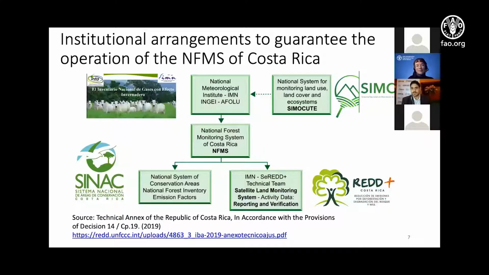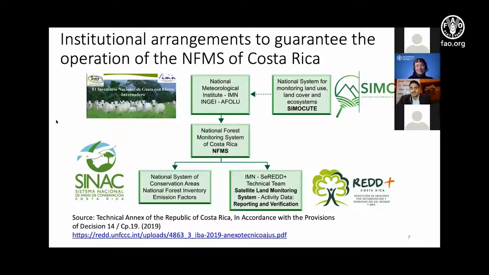The country has an official platform for coordination and institutional and sectoral integration to facilitate the management and distribution of knowledge and information regarding land cover, land use, and ecosystems. We call this platform SIMOCUTE for its acronym in Spanish.